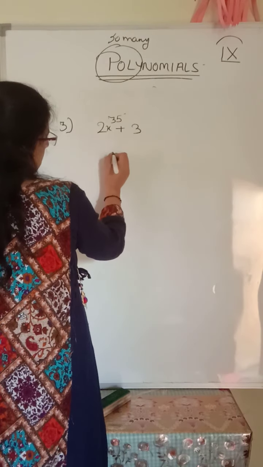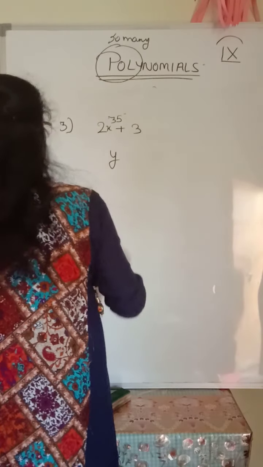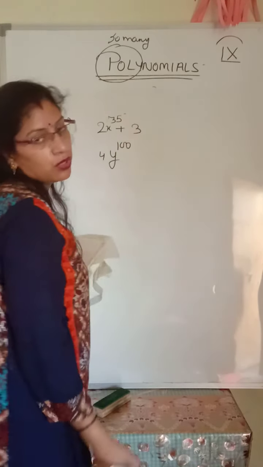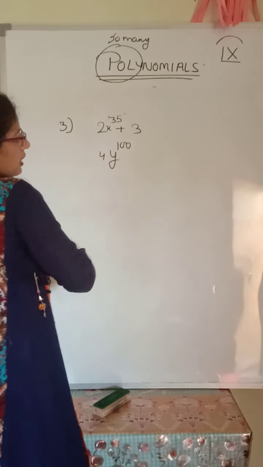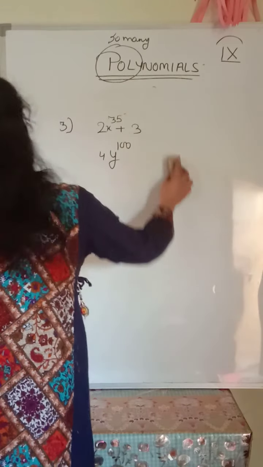Monomial means only one term. Let's take y as the variable. The variable can be of any degree, 100. So make its degree 100, and you can write any constant in front of it. Let me write 4y raised to the power 100. You can write whichever you want. Okay. So this is question number 3.